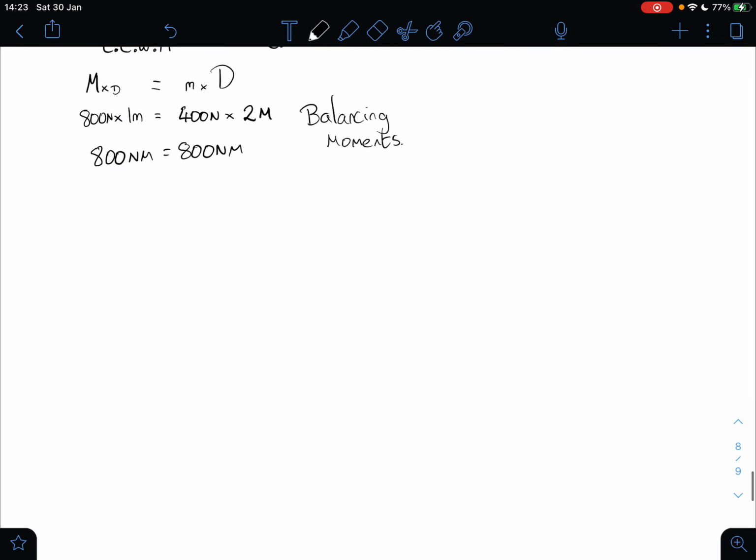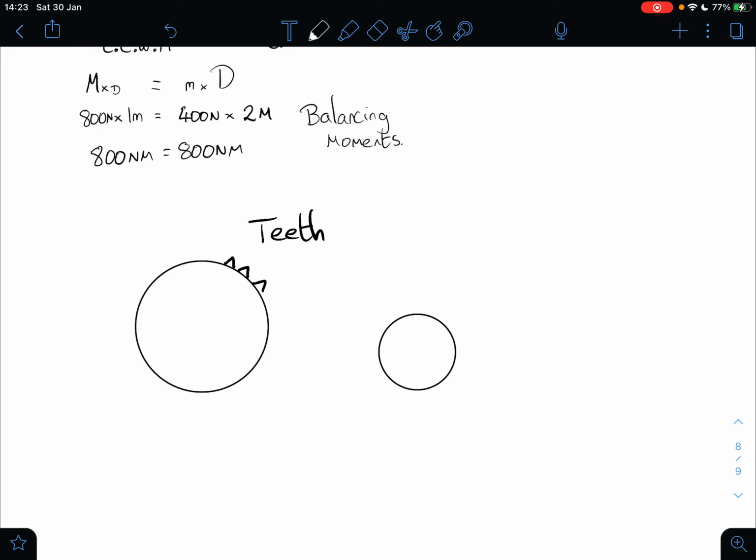So let's have a quick look at gearing and moments. If we take a large wheel and we take a small, well, we use the word cog. They have teeth. I'm not going to draw all of them. Okay, so we have teeth. And usually these ones will rotate slower, but they will have more force. Just like having a longer platform generates more force, more turning moment, so does having a larger cog.